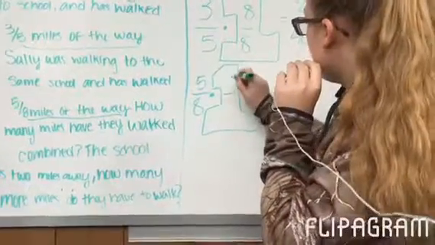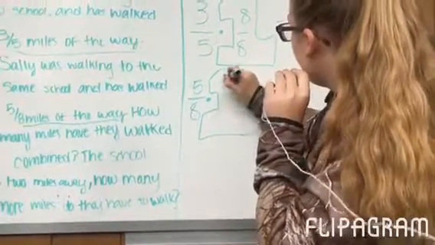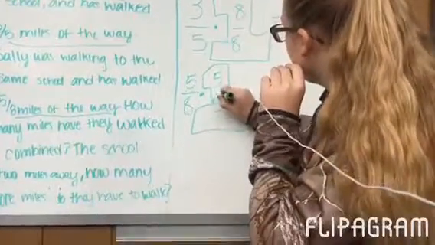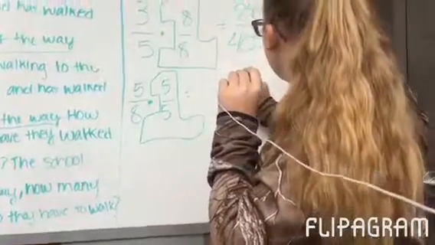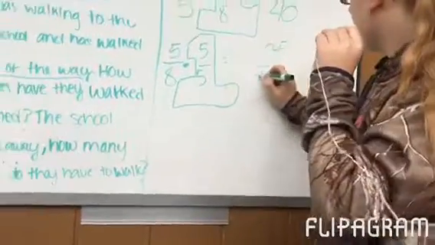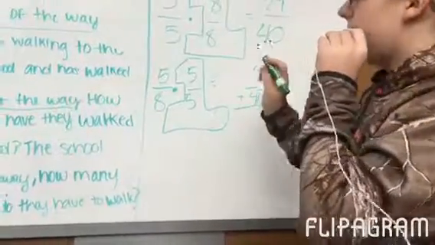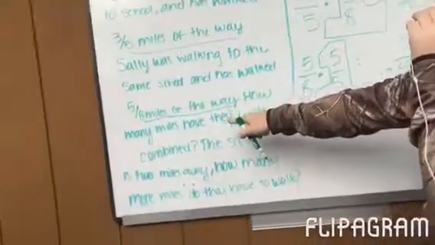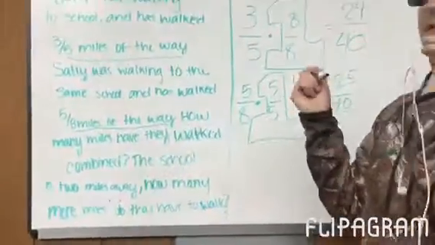So that would be 5/5, which equals 25/40. So now to add them, for how many miles have they walked combined? So that means that we have to add them.